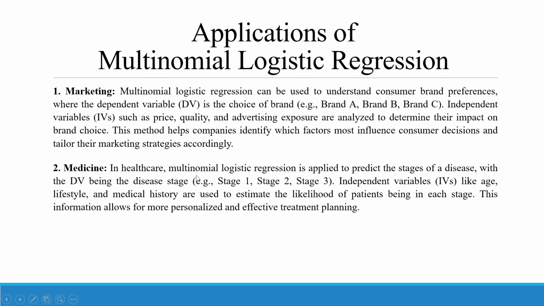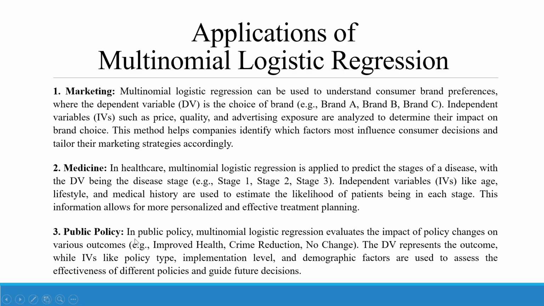In healthcare, multinomial logistic regression is applied to predict the stages of a disease, with the dependent variable being the disease stage, that is stage 1, stage 2, stage 3. Independent variables like age, lifestyle, and medical history are used to estimate the likelihood of patients being in each stage. This information allows for more personalized and effective treatment planning.